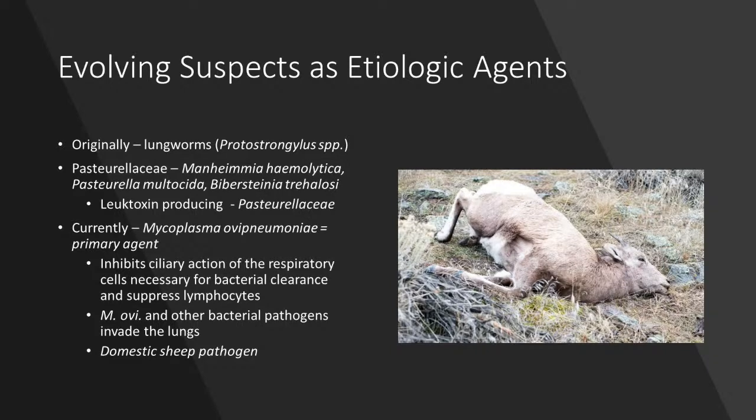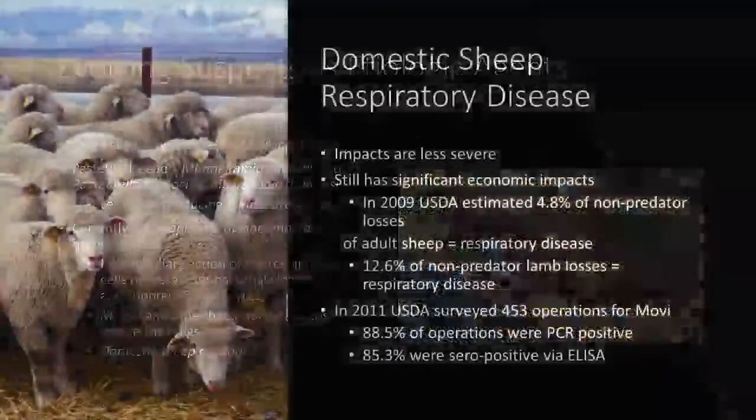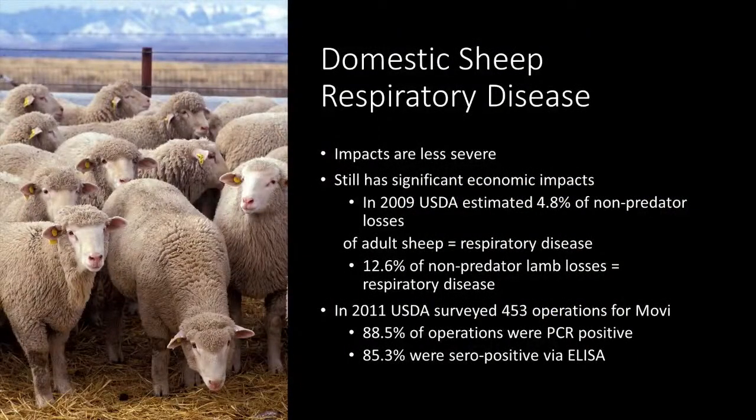And the big thing to realize here is this is actually a domestic sheep pathogen. So the role domestic sheep play in this is they harbor this pathogen. It's endemic in the herds. It's quite ubiquitous across domestic sheep producers in the United States. And even though it doesn't have the impacts we see in bighorn sheep, it has economic impacts. It causes weight loss in lambs, as well as can create non-predator lamb losses, as well as adult sheep losses. So it is an issue, but they're much more evolved to handle this than the bighorn sheep are. We don't see all-age die-offs in these herds. And the diversity of Mycoplasma ovipneumoniae in domestic sheep is quite high.